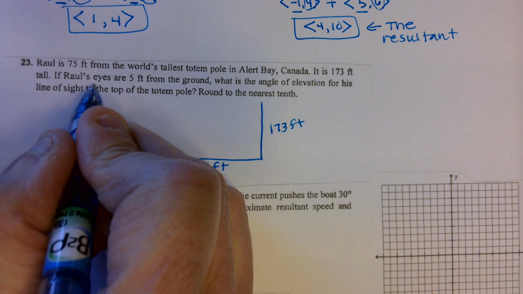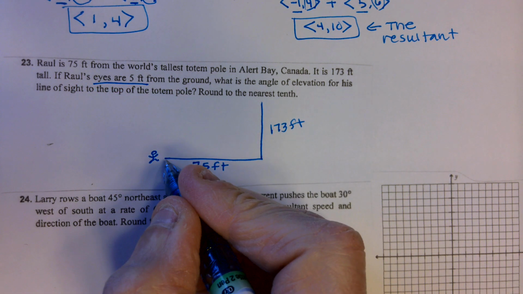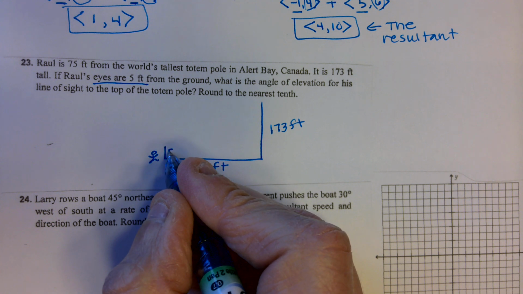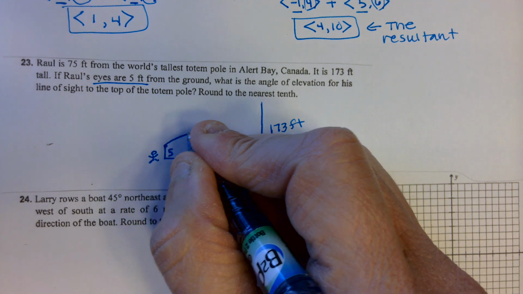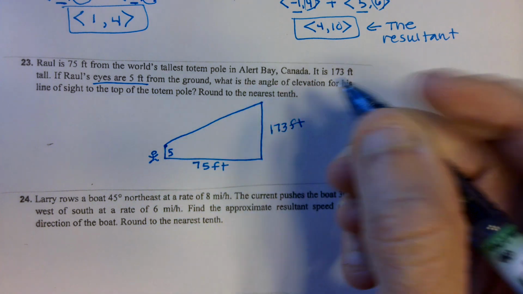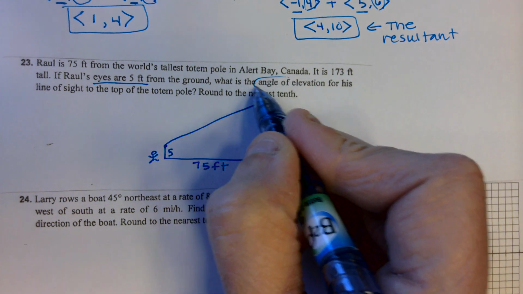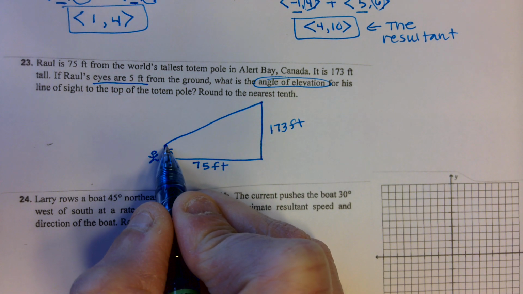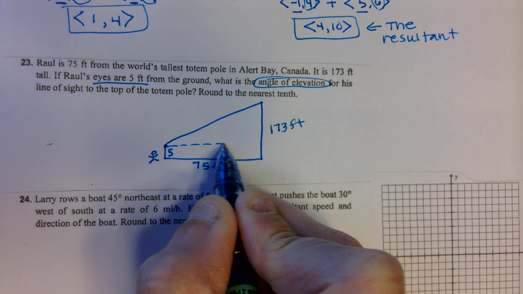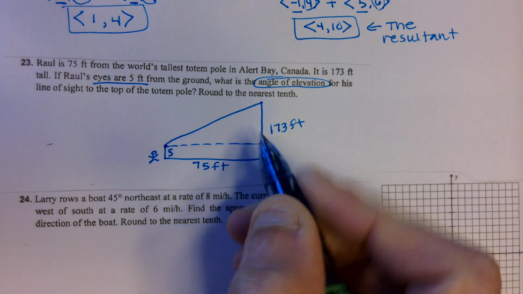If Rawls' eyes are 5 feet from the ground. Oh, so this is 5. He's up here, his little eyes. What is the angle of elevation for his line of sight to the top of the pole? But remember what angle of elevation is. It's from a horizontal. So if this is where his eyes are, this is the angle of elevation.